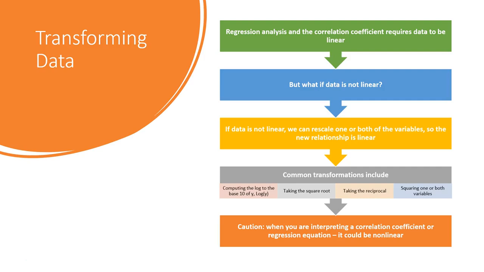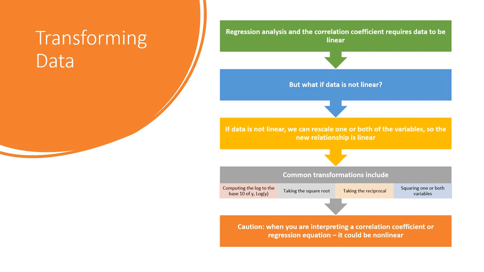A couple of things that we can do: we can take the log of one of our values, typically your y variable. You can take the square root of one or both of your variables. You can play with the reciprocal, or you can square one or both of the variables. What type of transformation you do ends up being a little bit of trial and error.